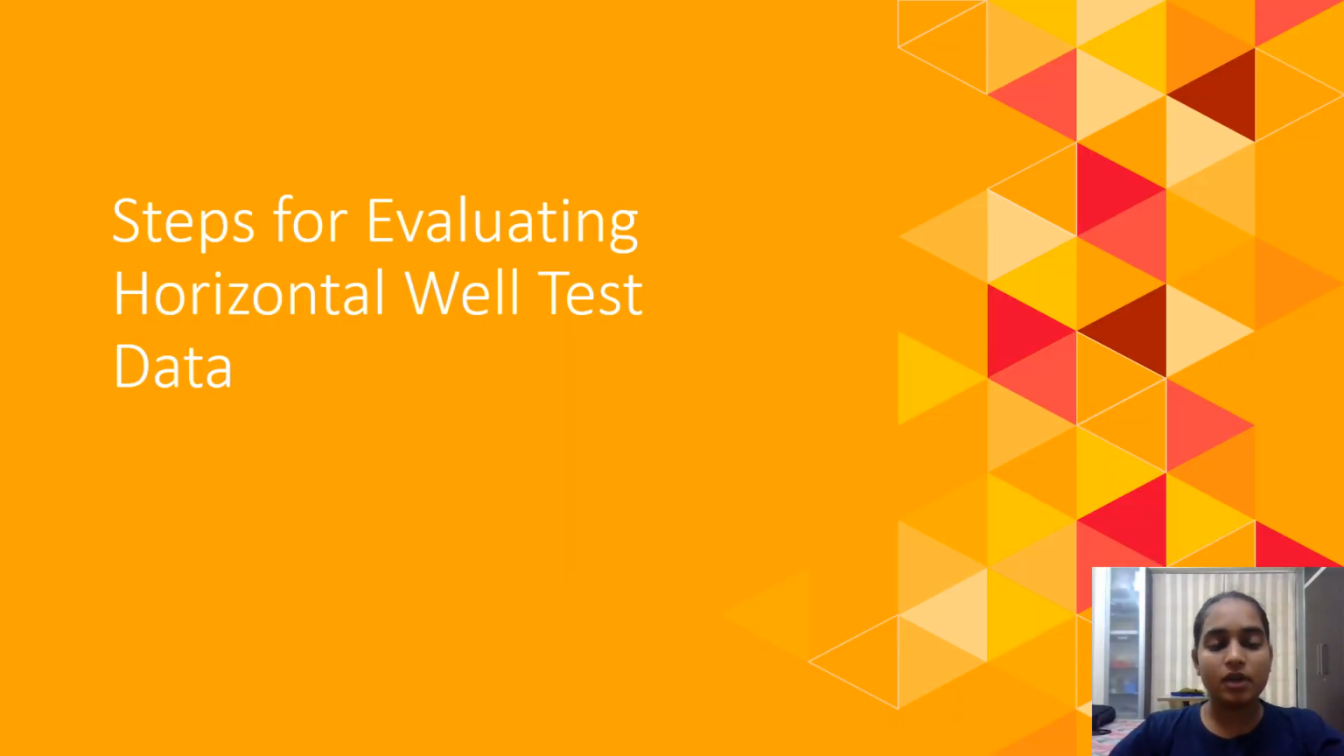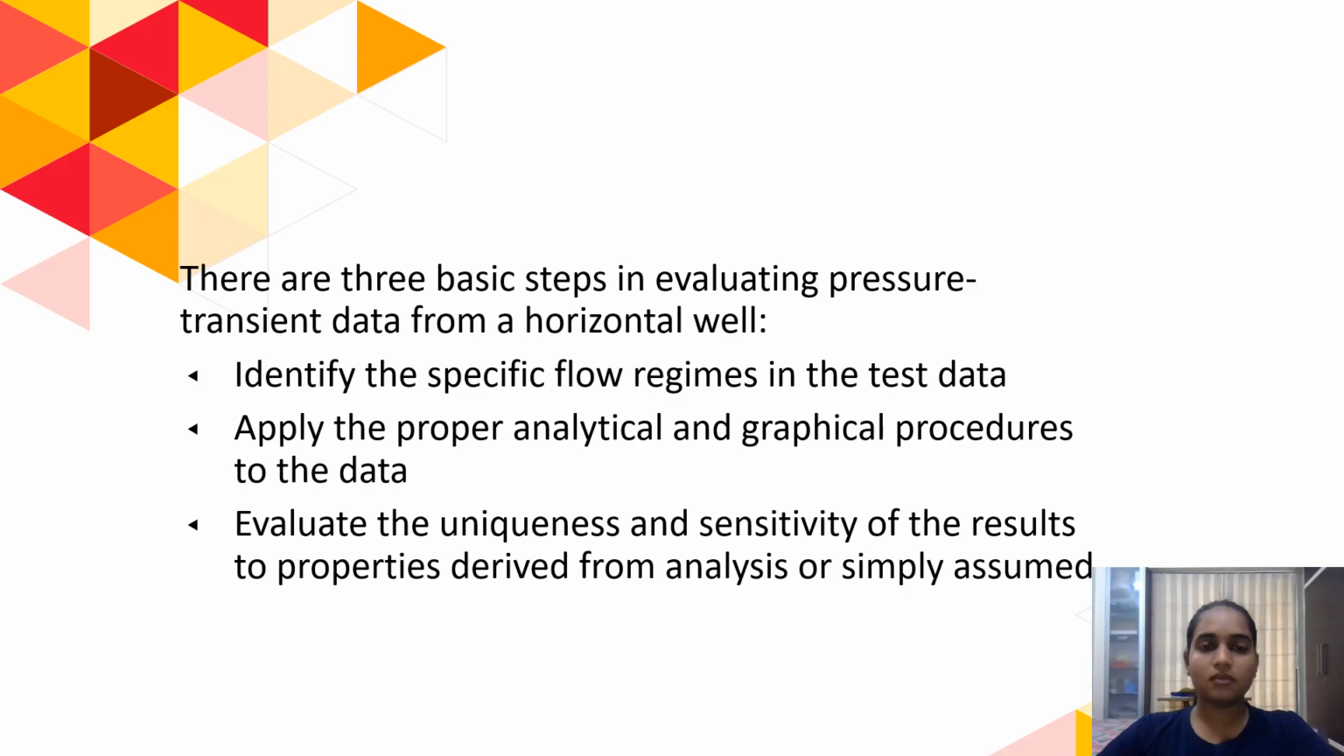Steps for evaluating horizontal well test data. There are three basic steps involved in evaluating pressure transient data from a horizontal well. First, identify the flow regions. Evaluation of data from a vertical wellbore will generally center on a single flow region, such as infinite acting radial flow, known as the middle time region.